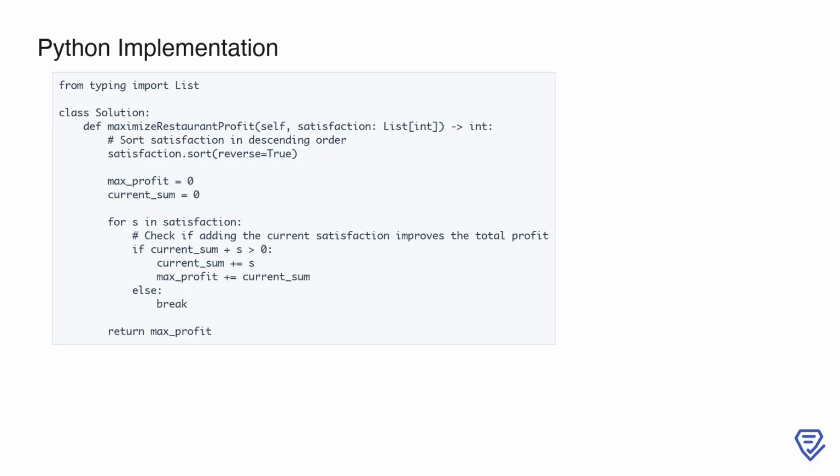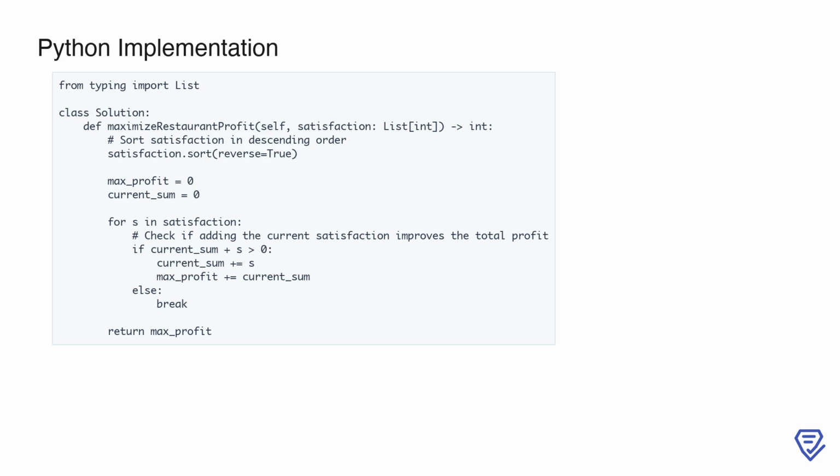The provided Python implementation solves a problem where you aim to maximize the profit derived from customer satisfaction in a restaurant setting. The array satisfaction represents the satisfaction levels of customers, where each level can positively or negatively contribute to the total profit. The main challenge is to determine the optimal sequence of customers to maximize the profit.